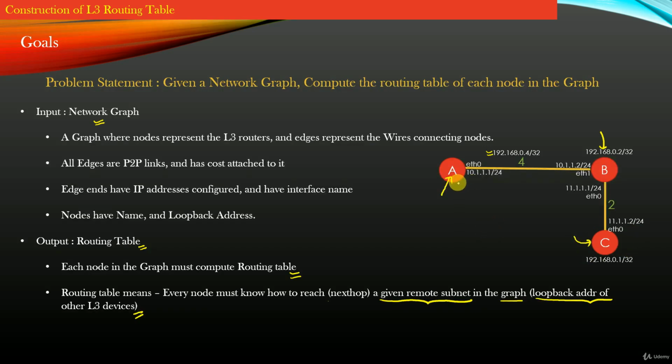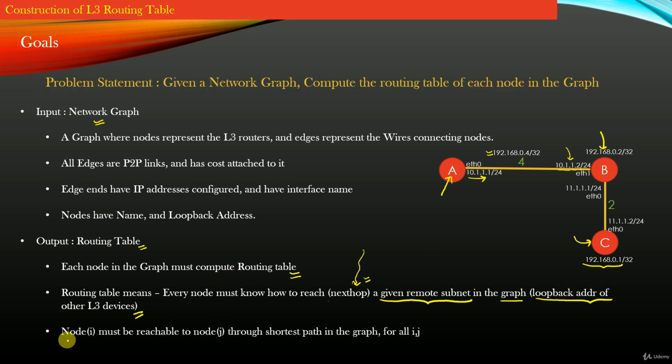So A must know that in order to forward the traffic which is destined to the IP address 192.168.0.1, it should forward the traffic out of the local interface Ethernet 0 towards the gateway IP address 10.1.1.2, right? This information is called next hop information. So our output can be summarized as follows: node i must be reachable to node j through the shortest path in the graph for all i, j, right? That is, every device must know how to reach every other device in this topology via the shortest path.